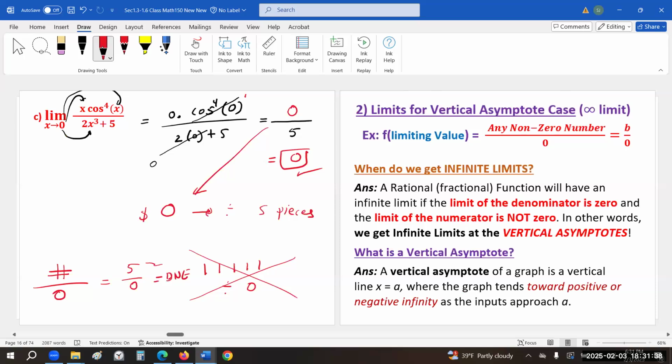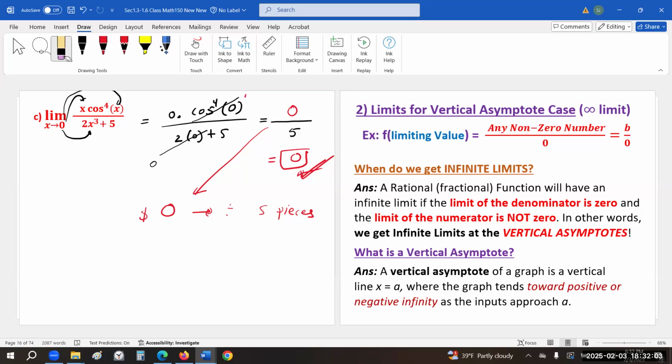Any question? No question? Okay, so you're done with the easy case. Yes, the answer is 0 for C. Let me erase this so that you don't get confused. Now the second scenario. What if you substitute and you get a number on the top and 0 on the bottom? That means you're going to work with a vertical asymptote.